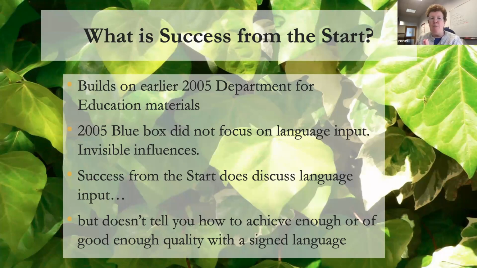Success from the Start seems to be a much better document, much more useful for teachers of deaf children and potentially useful for parents because it can be more customised to their needs. But it still doesn't tell us how to achieve enough good quality input for more than one language to emerge. That is a sign language and a spoken language. There's still, which we'll go in to have a look at.